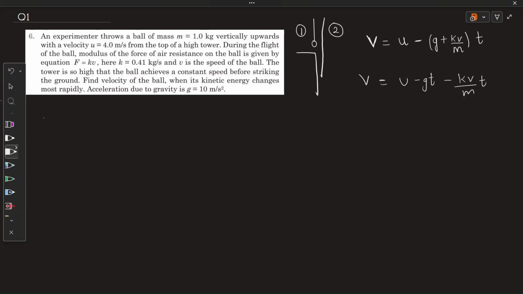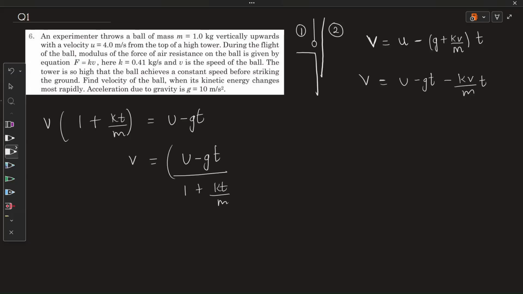Now I will continue this here. I will bring this to the right side and take v common. So what I get is v times (1 plus kt by m) equal to u minus gt. So velocity v is nothing but (u minus gt) whole divided by (1 plus kt by m).